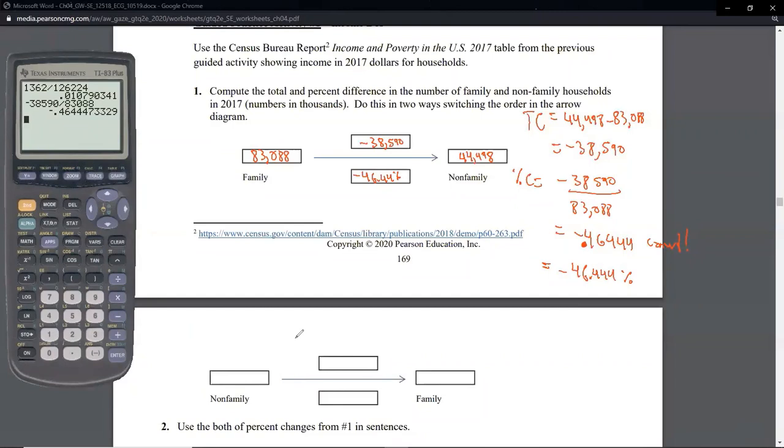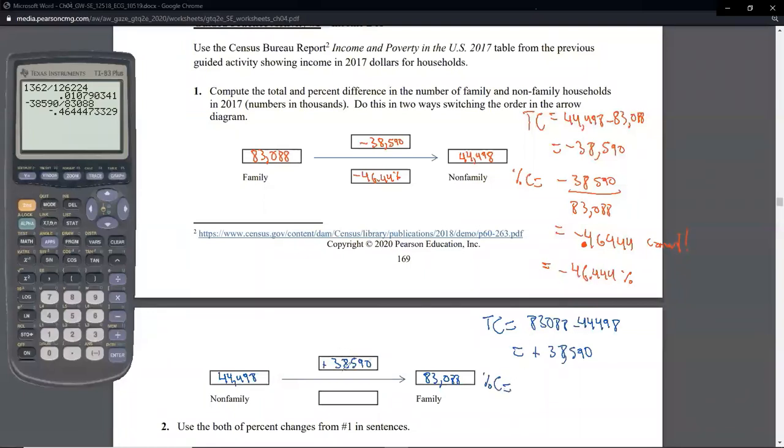Now let's do everything we just did, but flip the script. Now the old's the new. So now we're saying non-family is the base value, which is the 44,498. The family is the new value, 83,088. So the total change is the subtraction of those, 83,088 minus 44,498. Now this will be a positive value, and that's 38,590. We're just subtracting in the opposite order, so the value doesn't really change except in sign. So that says there was an increase. Last time it was a decrease, this time there's an increase.